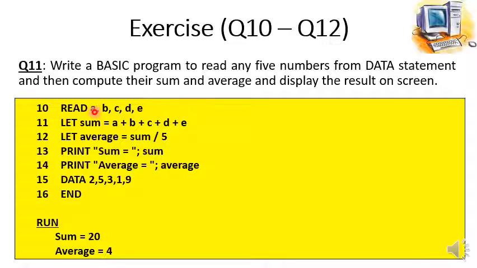2 is going to be stored inside variable A, 5 inside B, 3 inside C, 1 inside D and 9 is the value of E. And then write the end statement. Whenever we execute this program, it will display the sum is equal to 20, because if we add these numbers, 9 plus 1 is 10, then 3 is 13, 5 is 18 and 2 is 20. So the sum is 20, and the average, when this 20 is divided by 5, will give you 4. So the average is 4. This is how you can use the data and read statement in the same program.